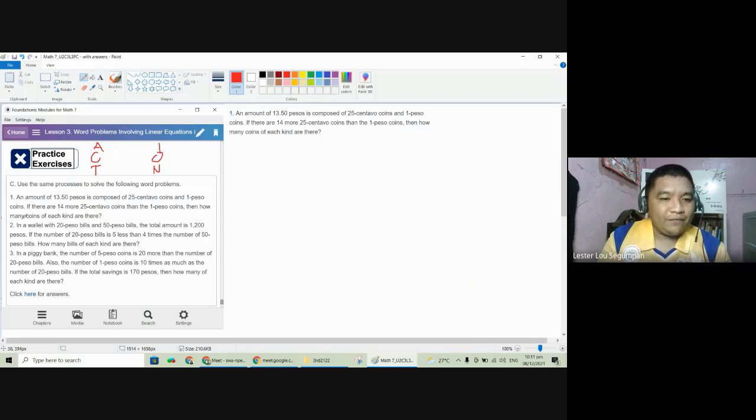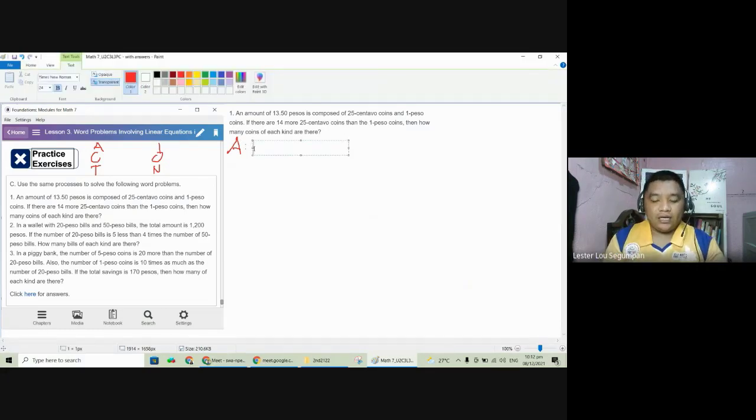So in number one, we have this situation. An amount of 13.50 pesos is composed of 25 centavo coins and 1 peso coins. If there are 14 more 25 centavo coins than 1 peso coins, then how many coins of each kind are there? Step A, abridging. We are given two types. Because I have mentioned earlier, we are going to consider quality and then quantity for each type of coin or bill that is part of our problem.